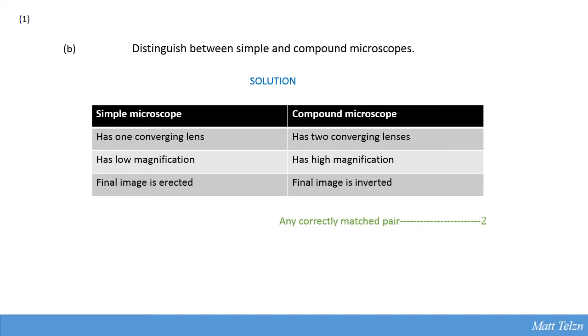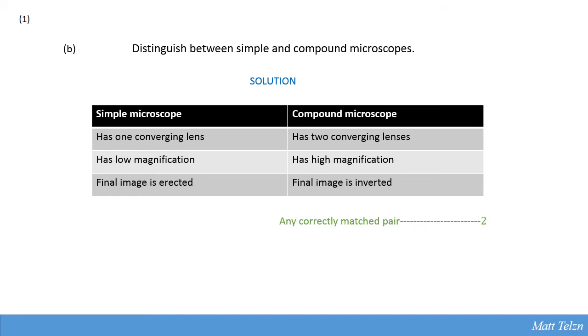If you're writing one, let the next one correspond to it. Like for example, this one, the first one said concerning the simple microscope, we said it has one converging lens. For the compound microscope, it has two converging lenses.